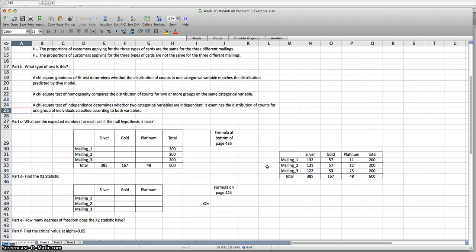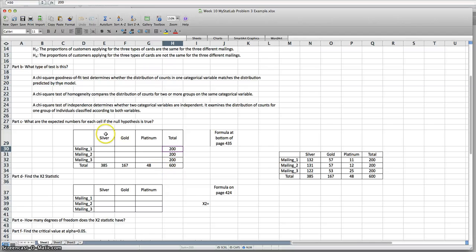Now let's move on to some numbers, have some fun. What are the expected numbers for each cell if the null hypothesis is true? Well, let's look at that. The formula for that is on page 435 of your text. And we're going to take the row total times the column total and then divide by the grand total, or table total, as I like to call it.